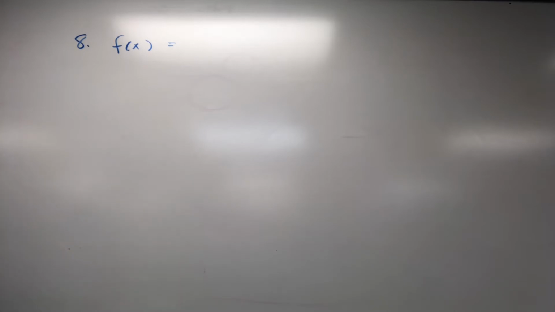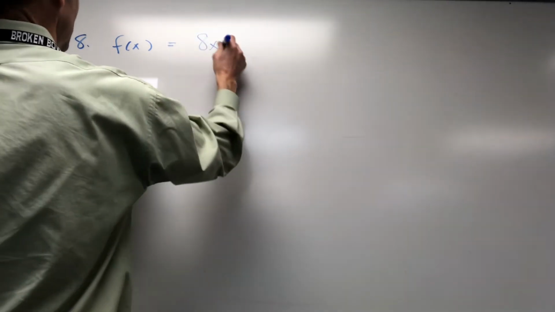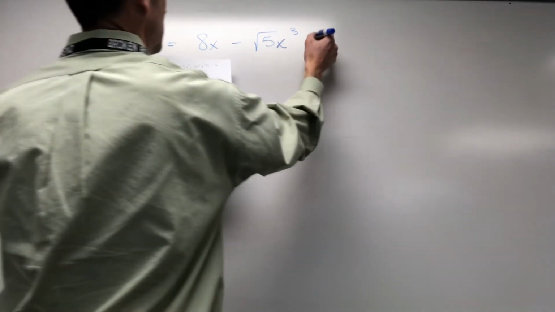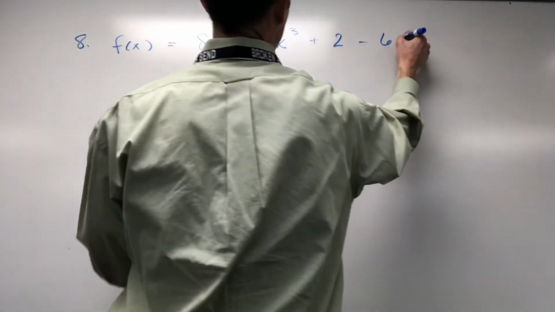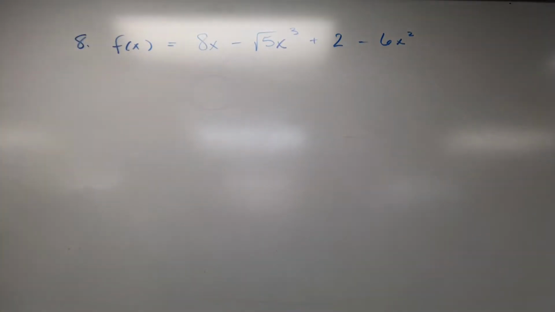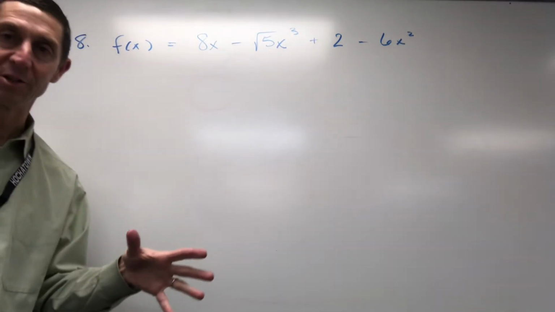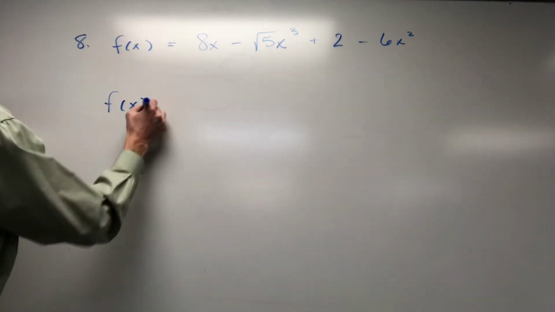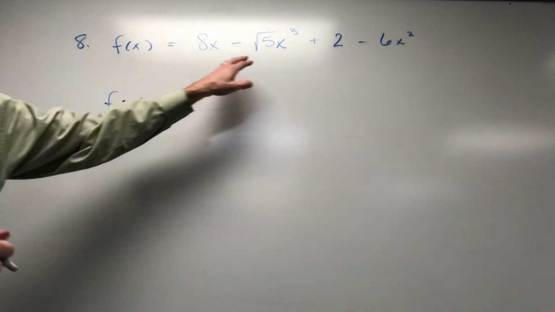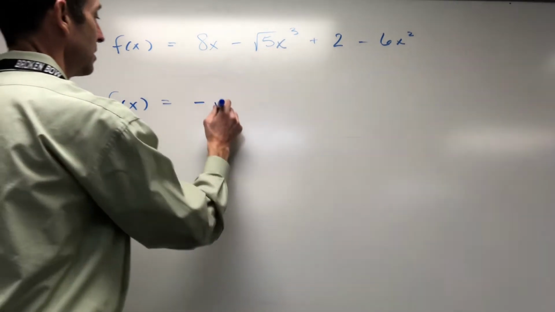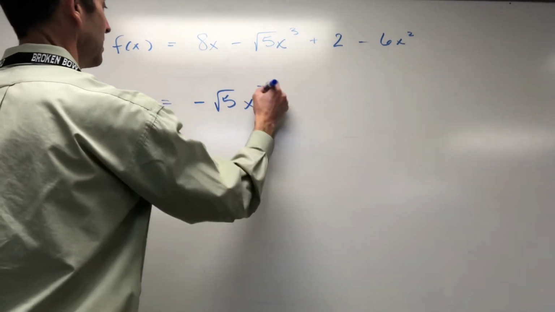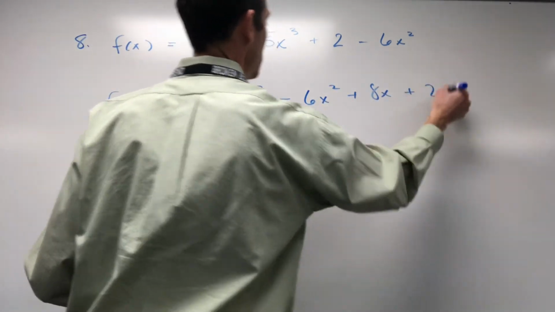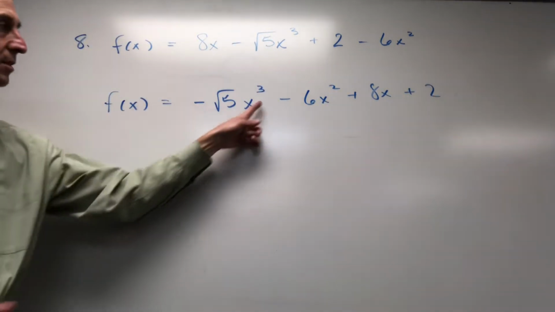So f of x is equal to 8x minus square root of 5x cubed plus 2 minus 6x squared. So we'll do one more of the leading coefficients, then we're going to jump on to the types. Not in order. So I want to take the time to put these in descending order. Looks like that's my big one. Negative square root of 5x cubed minus 6x squared plus 8x plus 2. So degree, that's going to be 3.